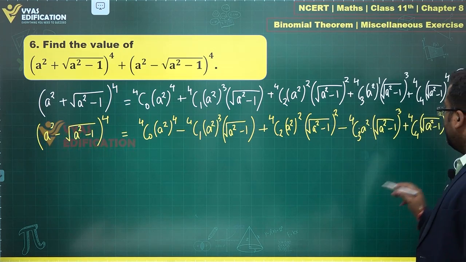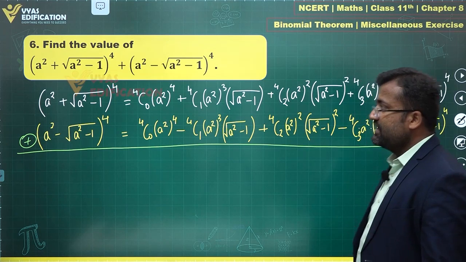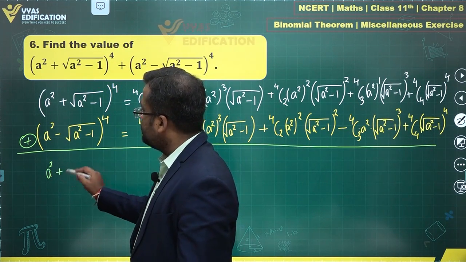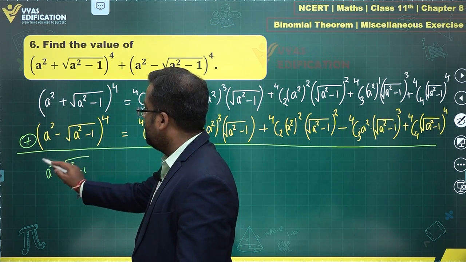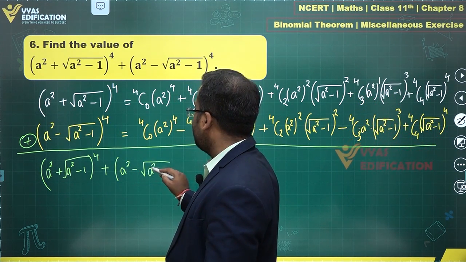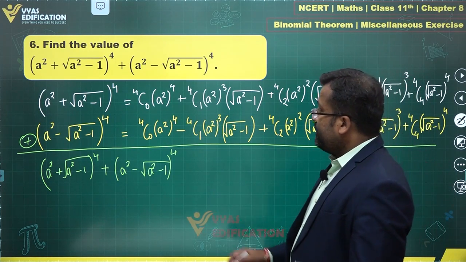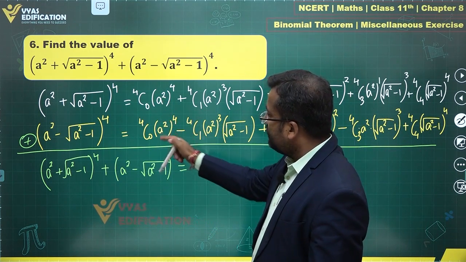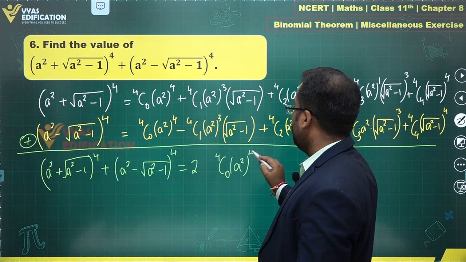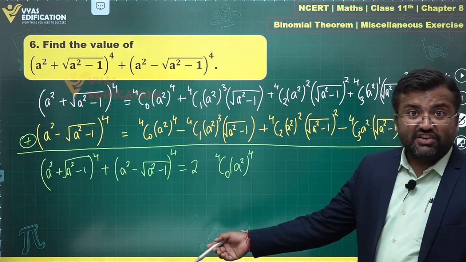What next? Well, next we'll add these two terms. Let's add the terms together, and what you get is a square plus under root of a square minus 1 power 4 plus a square minus under root of a square minus 1 power 4. This is what you get. And on adding them together in the RHS, these two terms will get added: 2 times 4c0 a square power 4. These two will get cancelled, right?